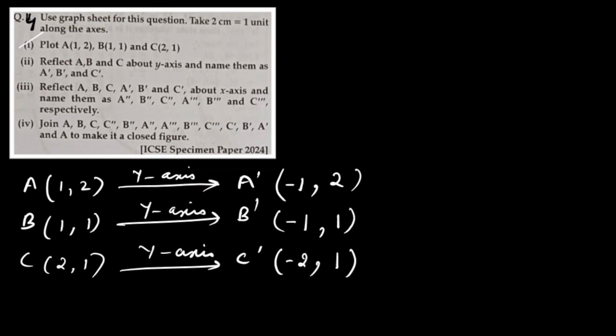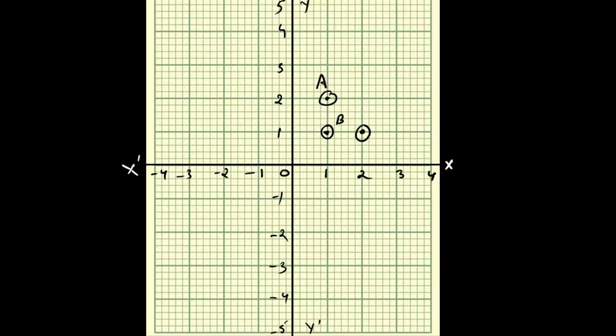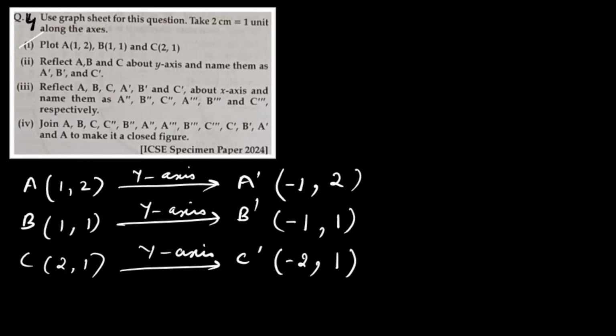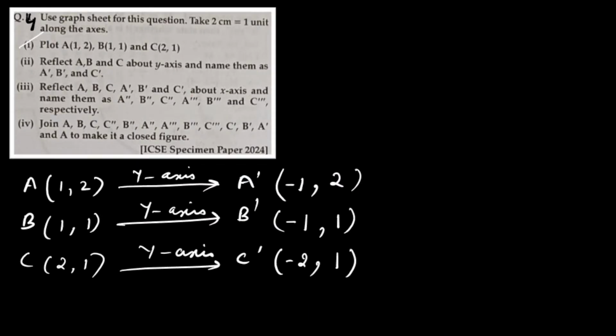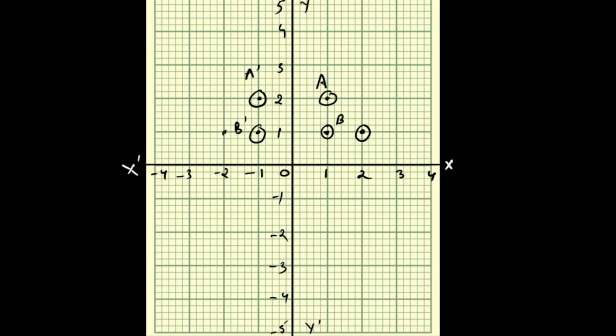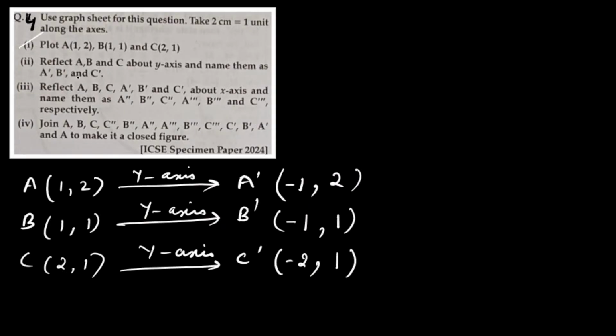So let us plot also these points on the graph. So minus 1, comma 2. I'm just plotting minus 1, comma 2. So this is A dash. Then we have minus 1, comma 1, B dash. Minus 1, 1, here it will be. This is point B dash. Then I have minus 2, comma 1. So this point is C dash. You have to write the points as well. So the second one is also done. Whichever points you are finding, find the points and locate them on the graph as well.